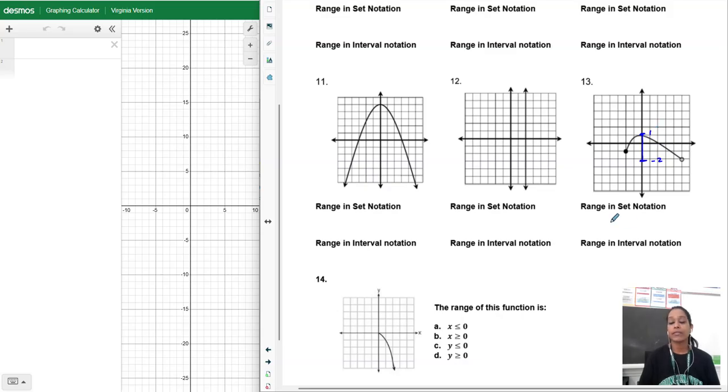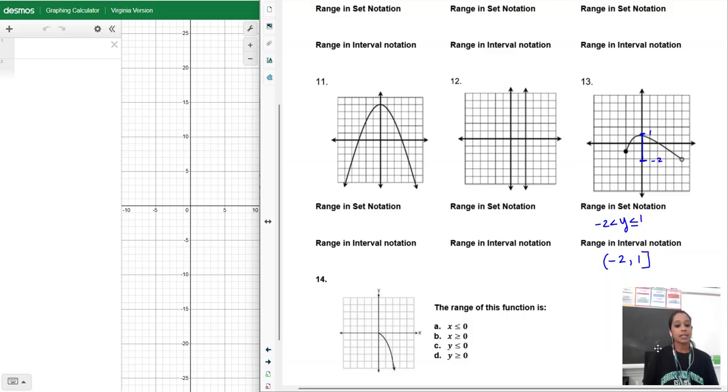In set notation, we're going to say y is between -2 and +1. At -2, notice that there's an open circle, so I'll leave that open. And then at +1, there's a closed circle, so I'll go ahead and close that one. Okay, so that's that. In interval notation, we just write the two numbers. At -2, it's open, and at +1, it is closed.